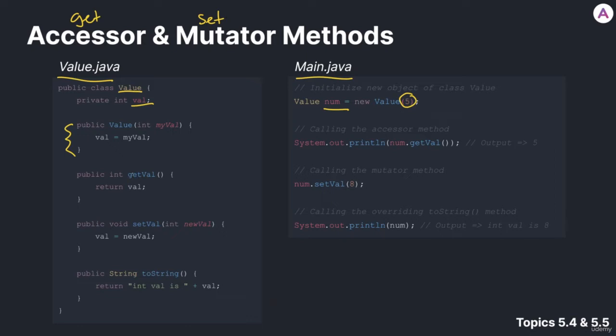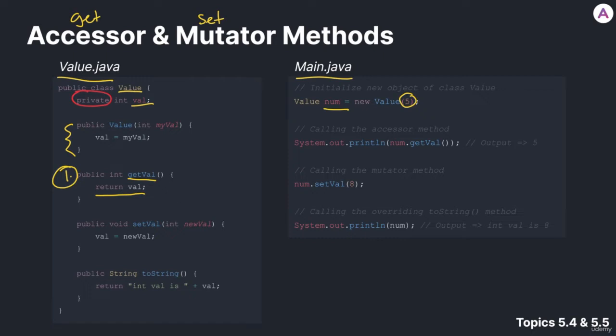Now, let's look at an accessor method. Right here, number 1, that's an accessor method, this getVal method. We can see that it says public int getVal. And in the body of this method, all it's doing is it has one statement, return val. That's simply what an accessor method is. An accessor method is a method that is used to return the value of a private variable in a class.